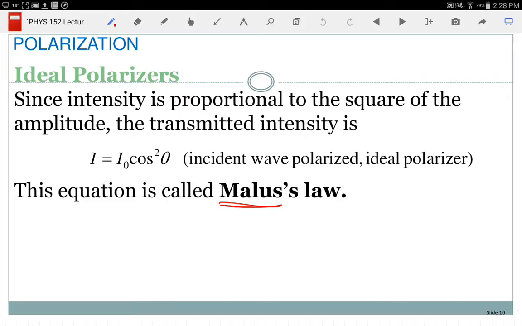So I'm not telling you how to test it. The test is pretty darn obvious, but I'm not telling you how to do it. I want you to think about how to test the law of Malus. Any questions about that first part?